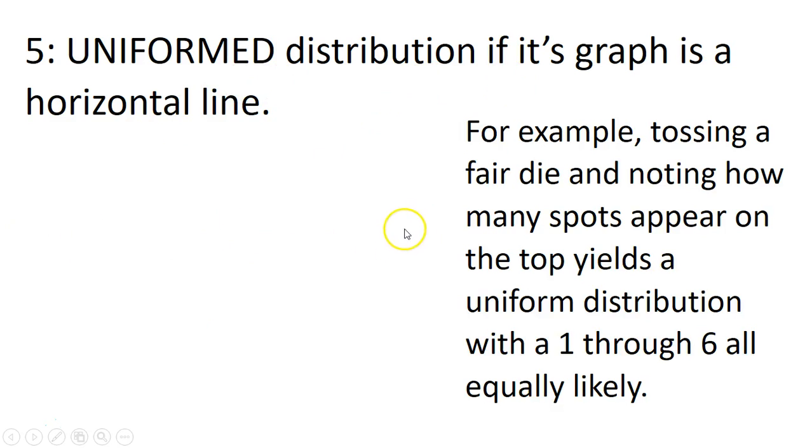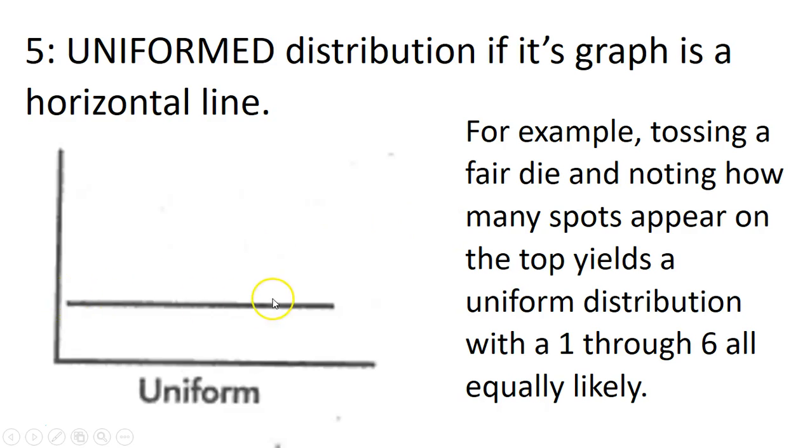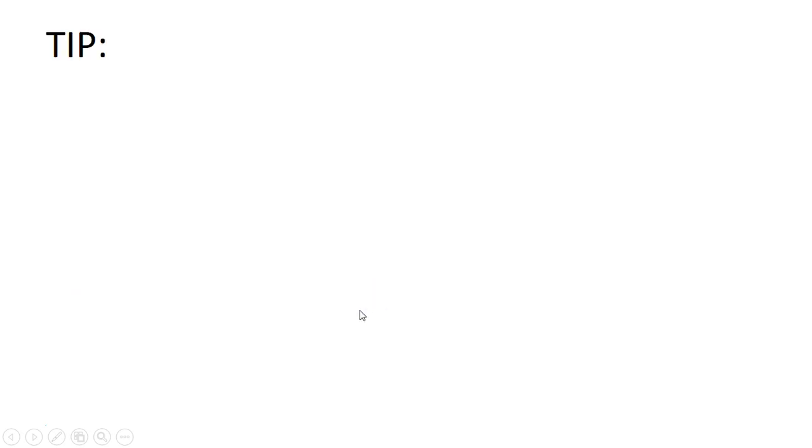A uniform distribution is a graph that's just a horizontal line. For example, tossing a fair die and noting how many spots appear on the top yields just a straight line, with 1 through 6, because they all have the same odds, the same probability of hitting. So it's just a uniform one.